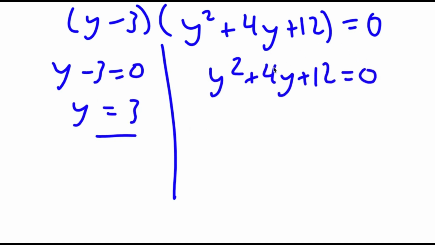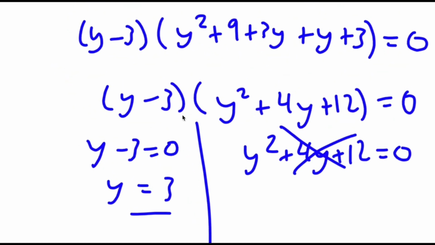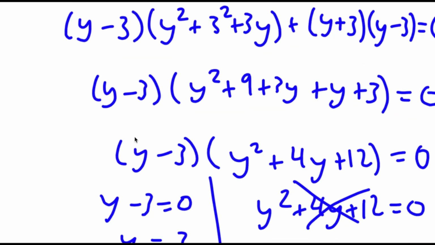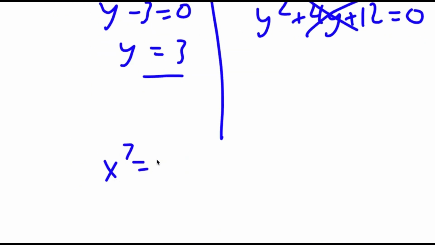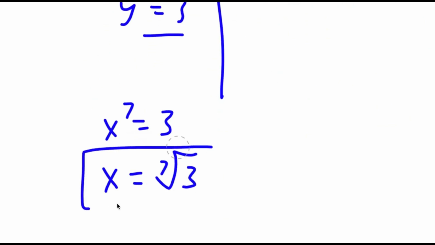So to solve this, we have to use the quadratic formula, which is negative b plus or minus the square root of b squared minus 4ac over 2a. I'm not going to waste your time actually plugging them in, but if you do, you end up getting that it's less than 0, so this won't work out. So y equals 3 is my only solution to this equation. Now remember how we let x to the power of 7 equal y. So now I have x to the power of 7 equal 3, meaning x is equal to the 7th root of 3.